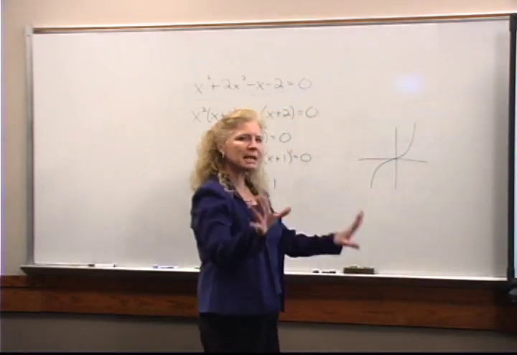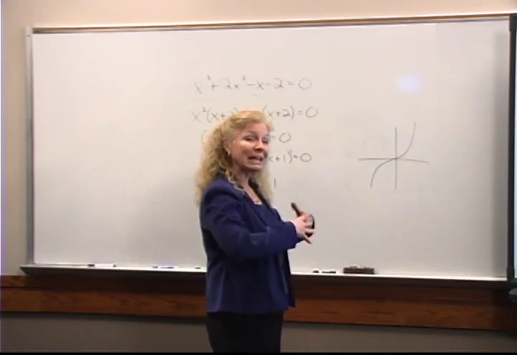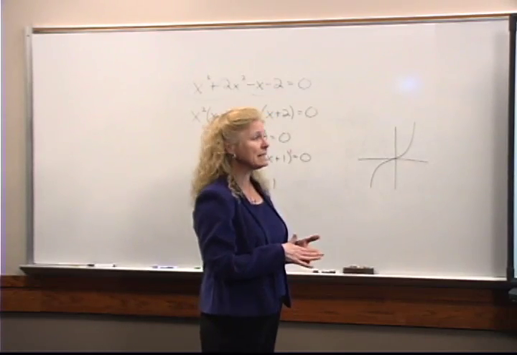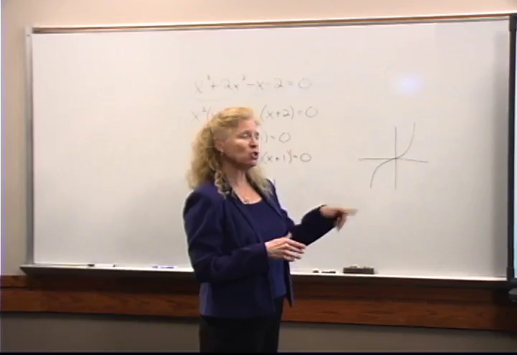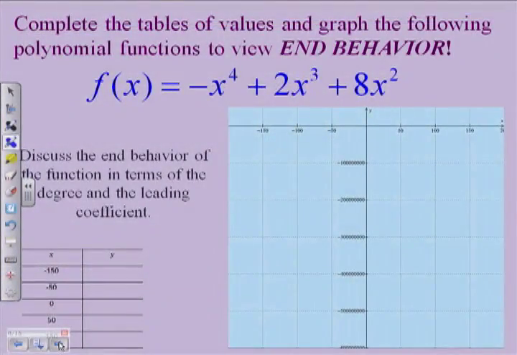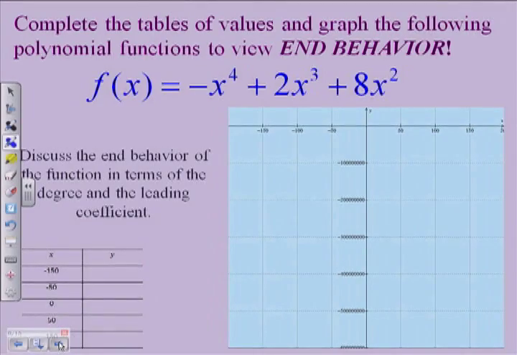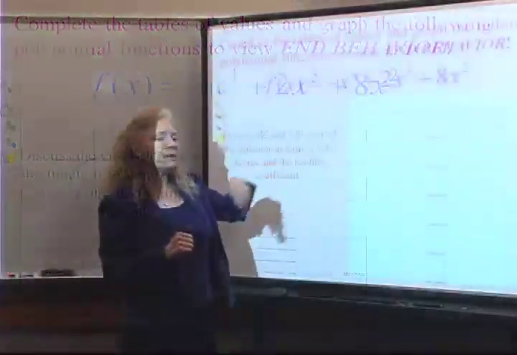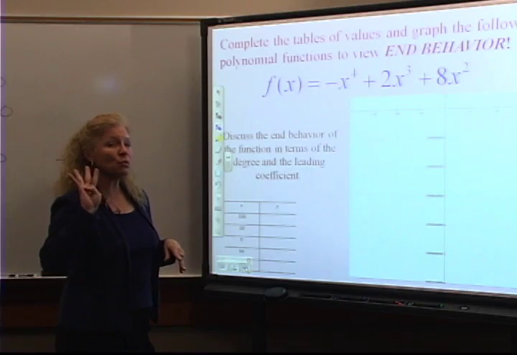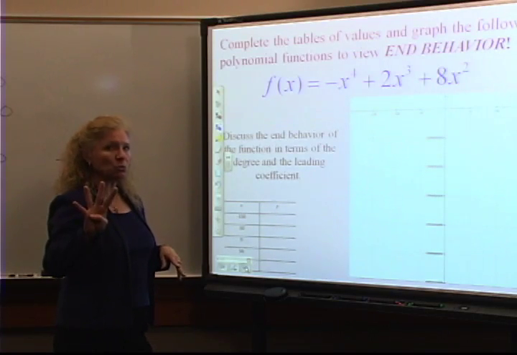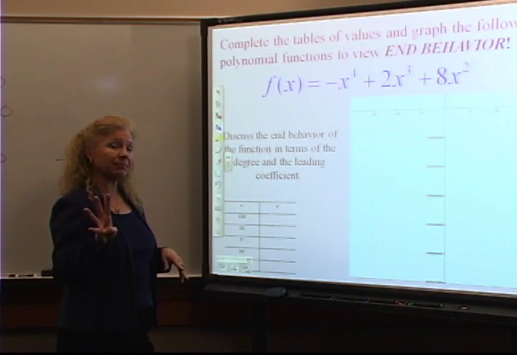Okay, we're going to do the same thing that we just did. We're going to look at end behavior, then we're going to look at details, but I've changed the function. Now, I want you to notice that it's a fourth degree, a quartic. Now, that means that it can have up to 4 roots or x-intercepts. Okay?